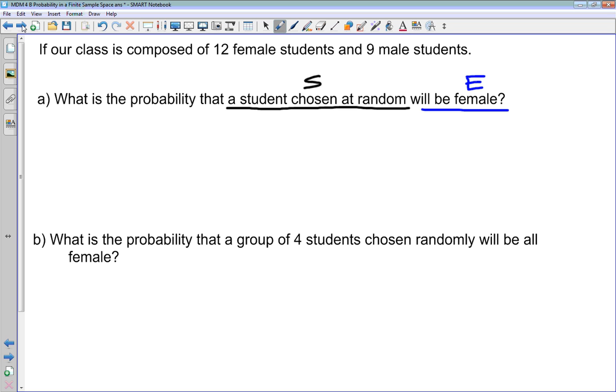So in this example, what is the number of possibilities in our sample space? How many choices do we have if we choose a student at random? Well, we've got 12 female students and 9 male students, so 21 total students.